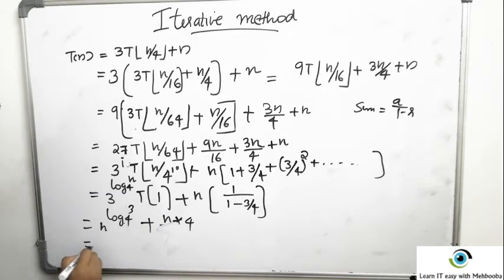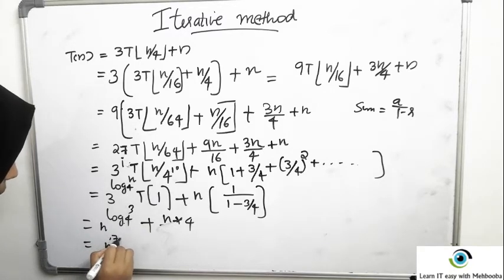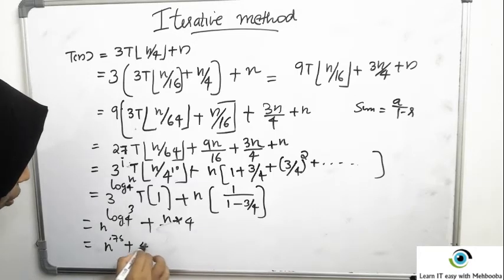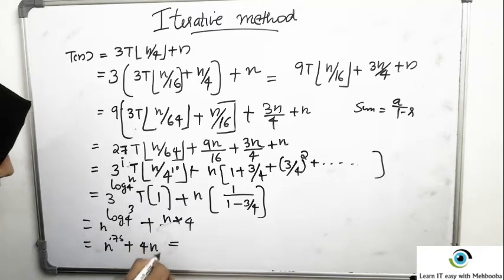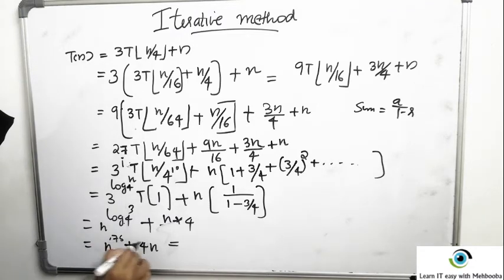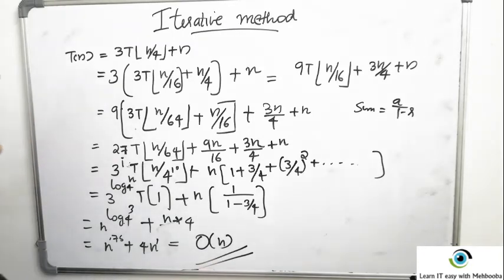Okay. So this n raised to log 3 to the base 4 is usually the value n raised to 0.75, something like that. I don't remember this pretty well. Now 4n. So the highest power term of n is this n, because this is less than 1. This is n raised to 1, isn't it? So the complexity is order of n.